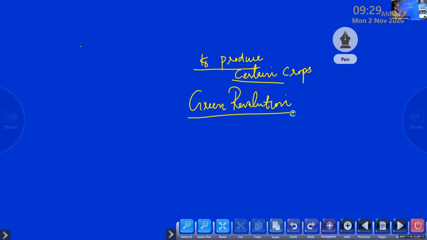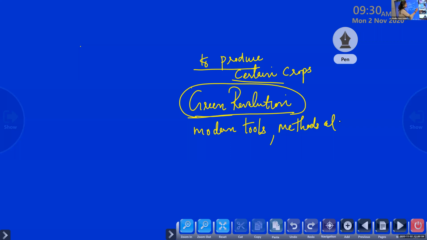Okay, when the Green Revolution started, it is the name of a program launched by the Indian leaders to promote agriculture, to improve the condition of farmers and the agriculture. Through this Green Revolution, the farmers were given modern tools and also methods of farming so that they could increase the yield of their farming. That means new methods of farming.